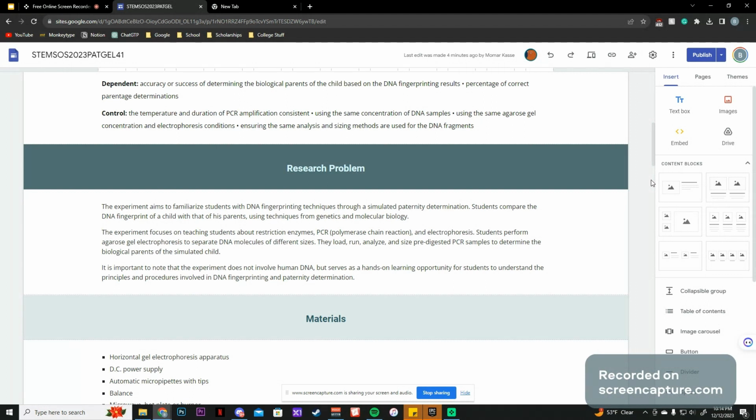It is important to note that the experiment doesn't really involve human DNA, but it serves as a hands-on learning opportunity for students to understand the principles and procedures involved in DNA fingerprinting and paternity determination.